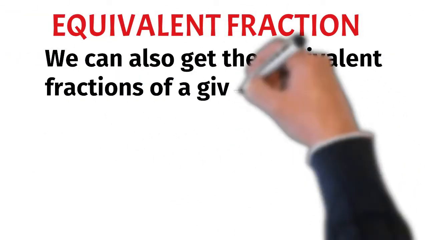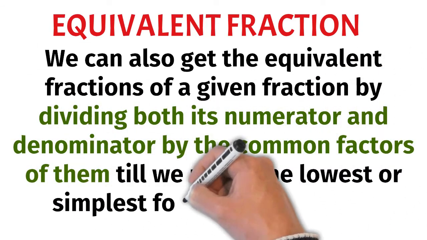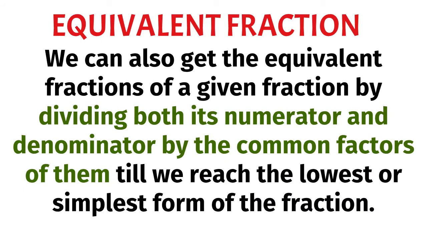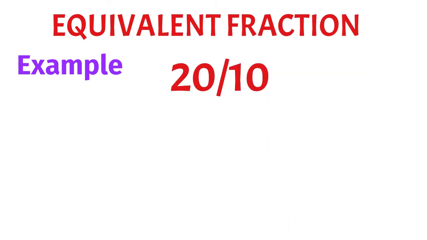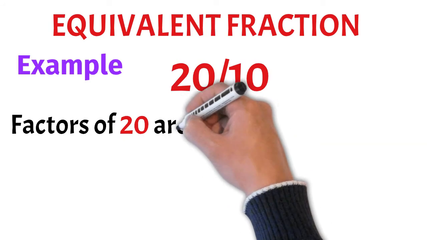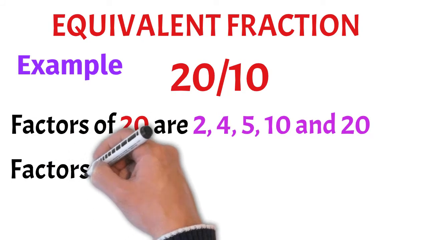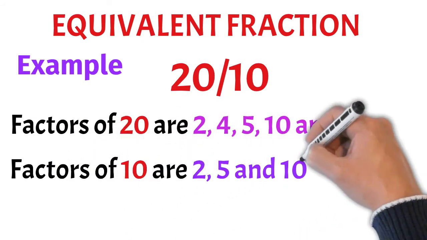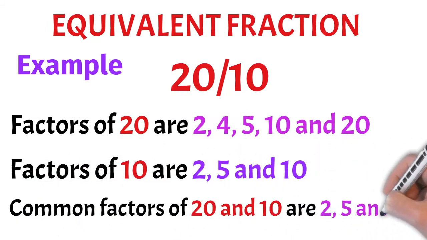In other way, we can also get the equivalent fractions of a given fraction by dividing both its numerators and denominators by the common factors of them till we reach the lowest or simplest form of the fraction. For example, 20 by 10 is a fraction. The factors of 20 are 2, 4, 5, 10 and 20. And the factors of 10 are 2, 5 and 10. Thus, common factors of 20 and 10 are 2, 5 and 10.